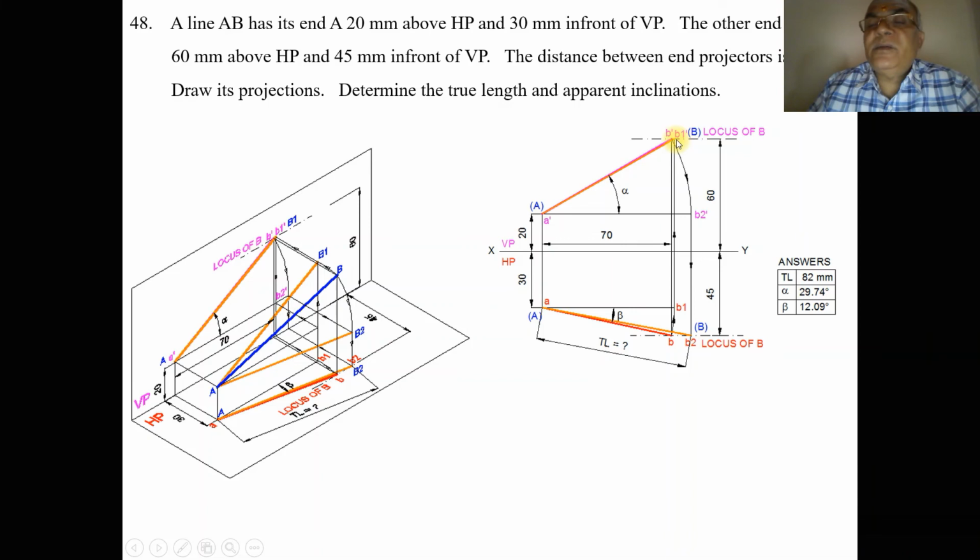Similarly, I want to find the true length in the horizontal plane. To find it, you take the front view line. What is the front view line? A dash B dash. With A dash as center, taking the radius of A dash B dash, you draw an arc such that B dash is also above HP by 20 mm. So you get A dash B2 dash, which is the line parallel to the XY line in the front view.